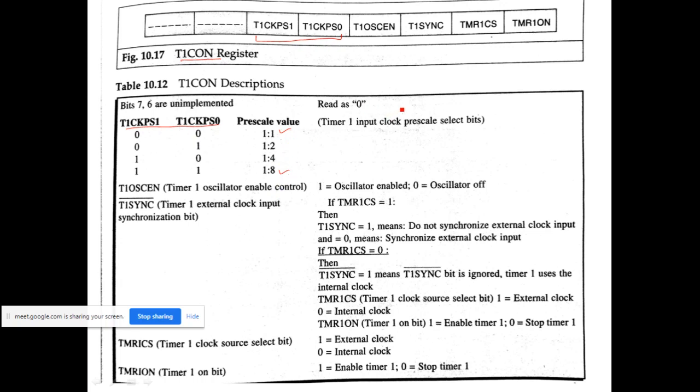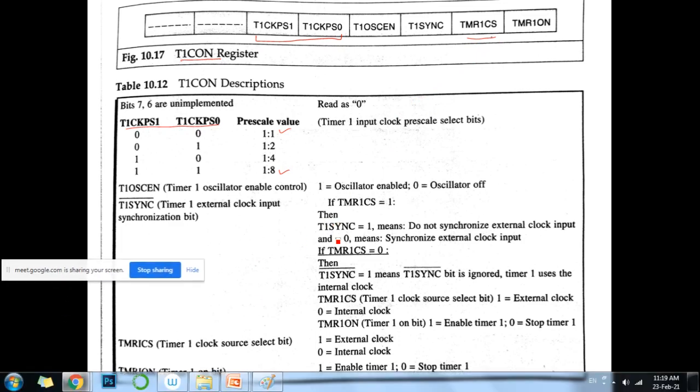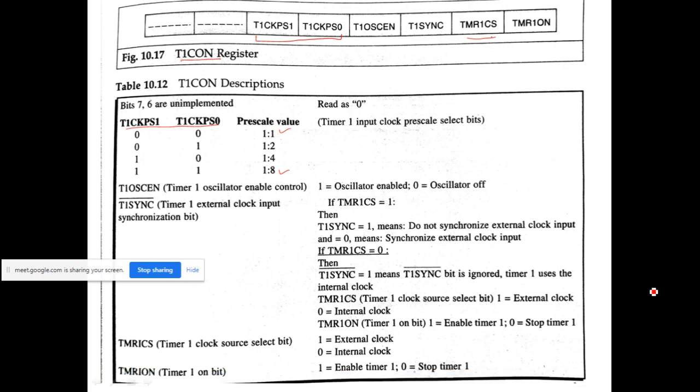Then there is the timer 1 clock select bit. You can see here that this timer 1 clock select bit will decide whether the timer will use internal clock or external clock. Internal clock means it will work in the timer mode, and external clock means it will work in the counter mode.